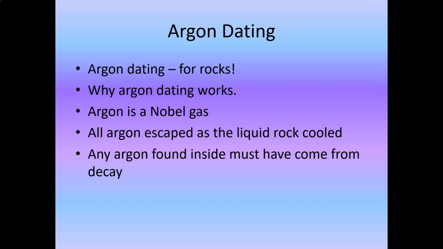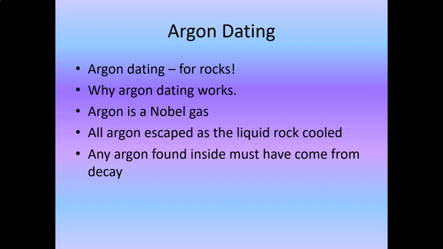We use argon dating for rocks and for some fossils, and we get away with this because argon's a noble gas. The trick in argon dating is that any argon found inside of a rock had to have come from a nuclear decay. When that rock was first created from lava or magma and it cooled, the argon, which is a gas, would have evaporated out of the rock. So therefore, there would have been no argon inside the rock. Over time, things decay into argon, and the argon is trapped inside the rock.